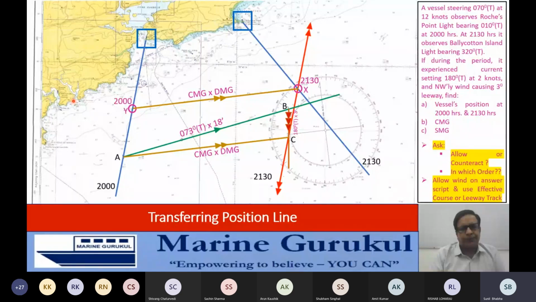This topic was also there in second mates, so I hope you remember what was done. Everything is refreshed now. Yes. Okay, great, very good. So with this, basically we complete the running fix using a position line.